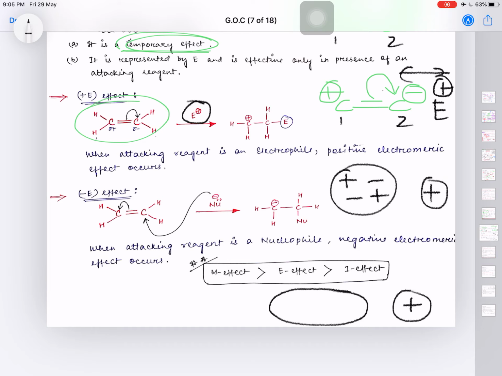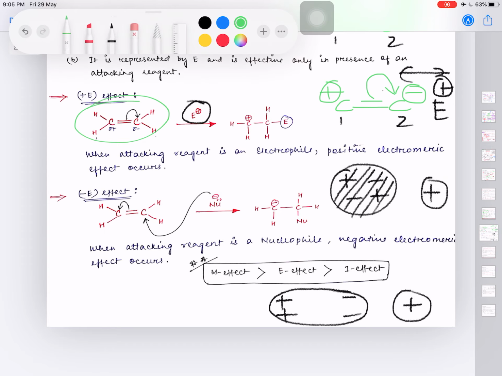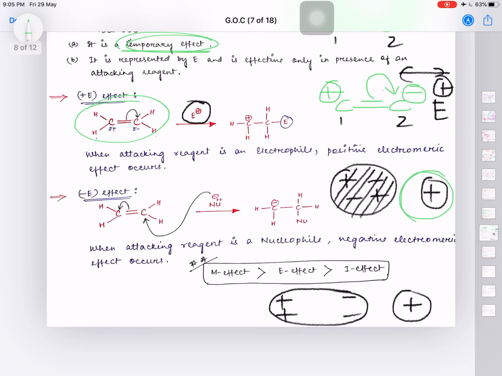If you bring a positive charge nearby to the system, polarization will take place, and the negative charges will go to one side and the positive charges will go to the other side. Previously this system was uniformly distributed with positive and negative charge, and when a positive charge is brought nearby, polarization occurred and minus charges came to one side and plus charges went to the other side.